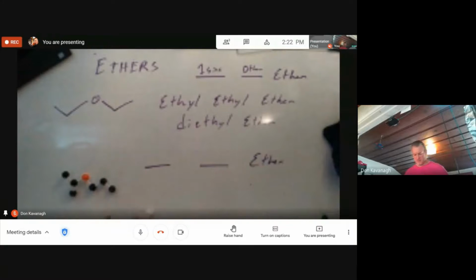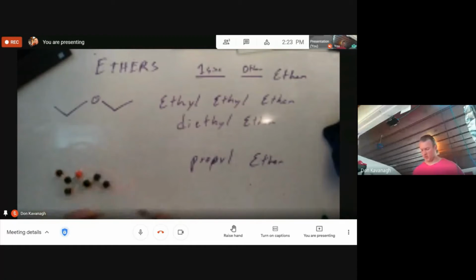Let's name this side here first. This is going to be three carbons, so it's going to be propyl. Now this side over here also has three carbons, but note how it is attached to the middle carbon of the three. So this is called isopropyl.